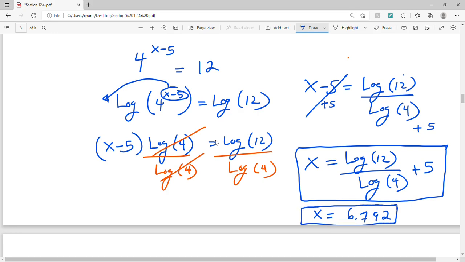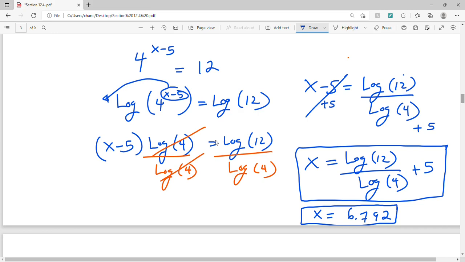If you look at your textbook, they will use different logs to solve for the exponent. You could use natural log, or you could use log with base 4. So it doesn't matter which one you use. You could use log with base 4 to solve for x. You could use log with base 10. You could use natural log, that's with base e. It will still work out the same.